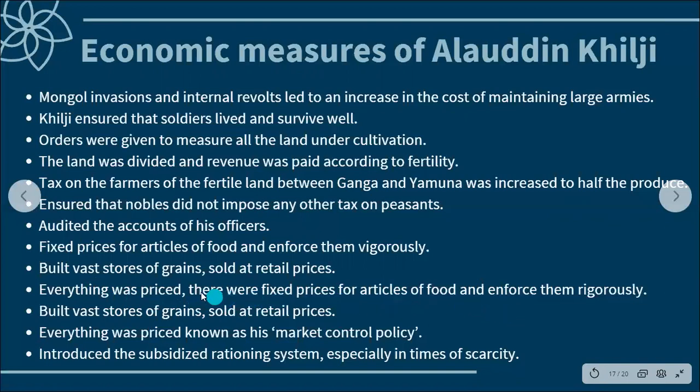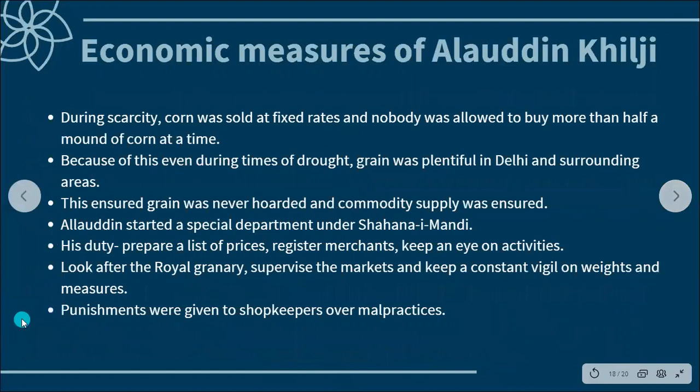Now, what happened was that everything was priced. This was known as his market control policy, right? He also introduced the subsidized rationing system. Rations were subsidized, especially in times of scarcity, which ensured that there was never a situation of scarcity in the market, right? So, for example, the corn was sold at fixed rates. Nobody was allowed to buy more than half a maund of corn at a time.